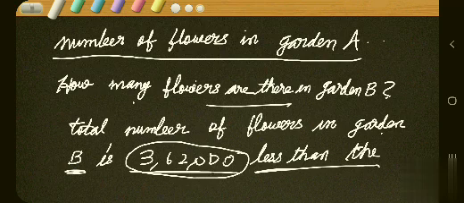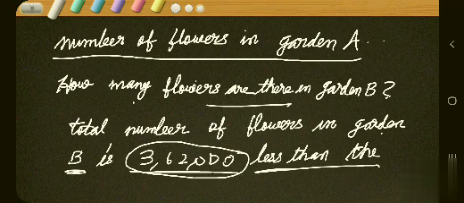A little bit, don't get confused. Try to do it well. So what will be our first step? Of course, first step will be number of flowers in garden A. And what will be the second step? Listen carefully, you can write the number by which the number of flowers in garden B is less than that of A. Second step is the number by which the number of flowers in garden B is less than that of garden A. Then that number is 3,62,000, isn't it? This is our second step.